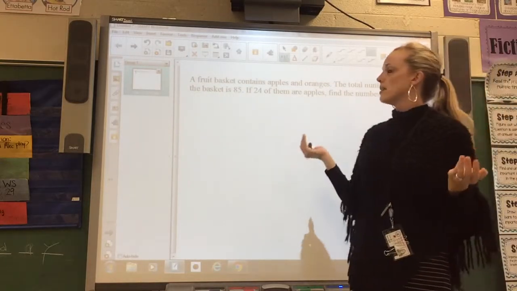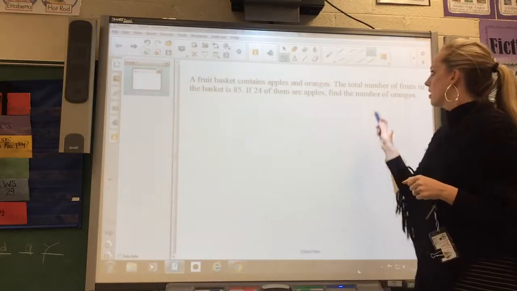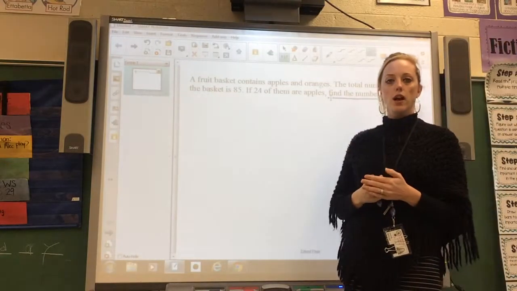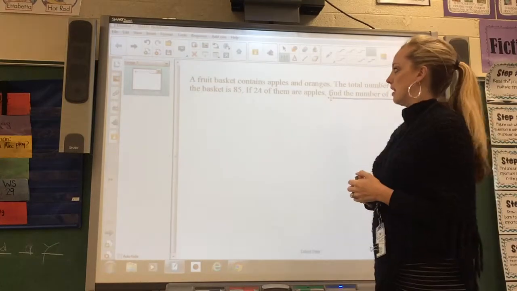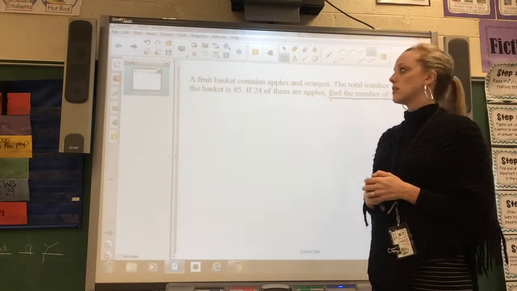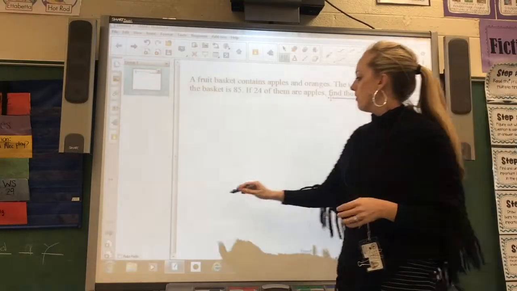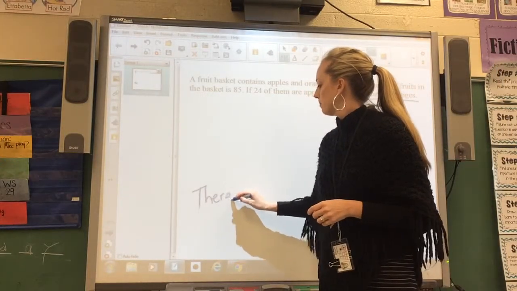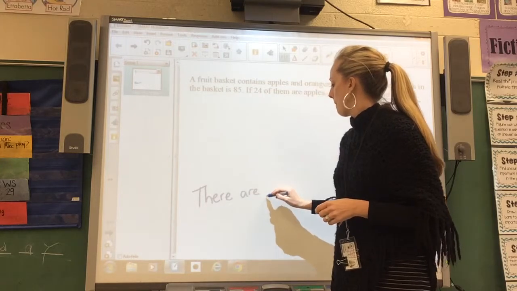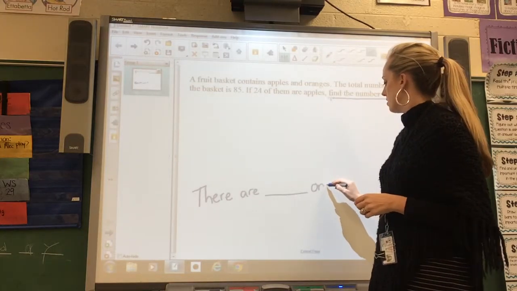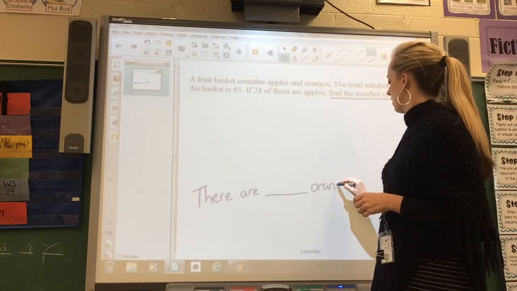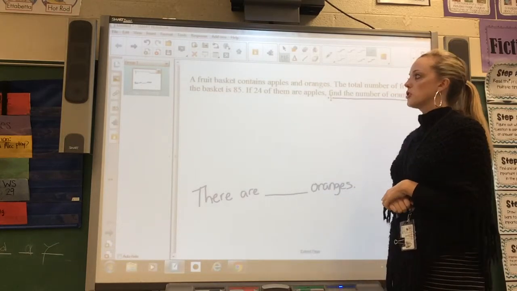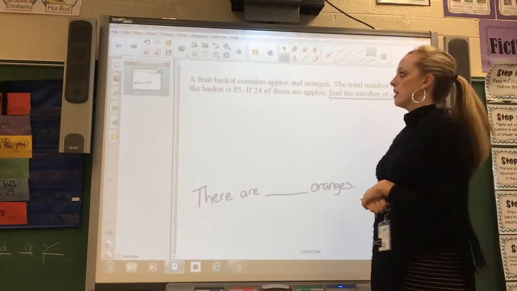It says, what is the question asking? So the question is, find the number of oranges. Have your child underline what the question is asking. And now we're going to write an answer sentence. So, number of oranges. So, there are blank oranges. Period.